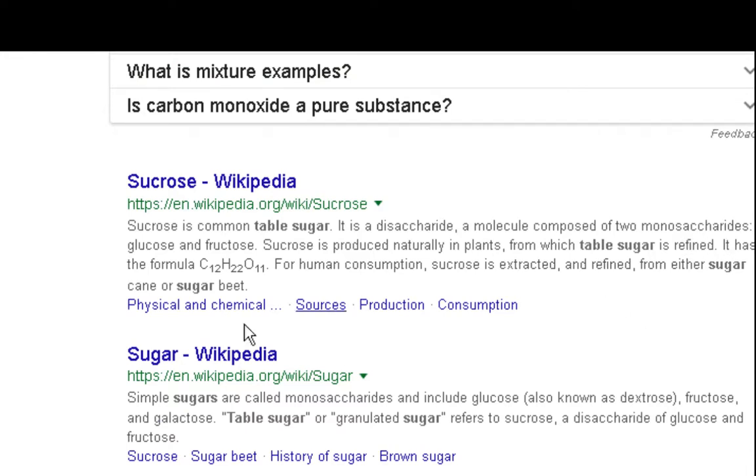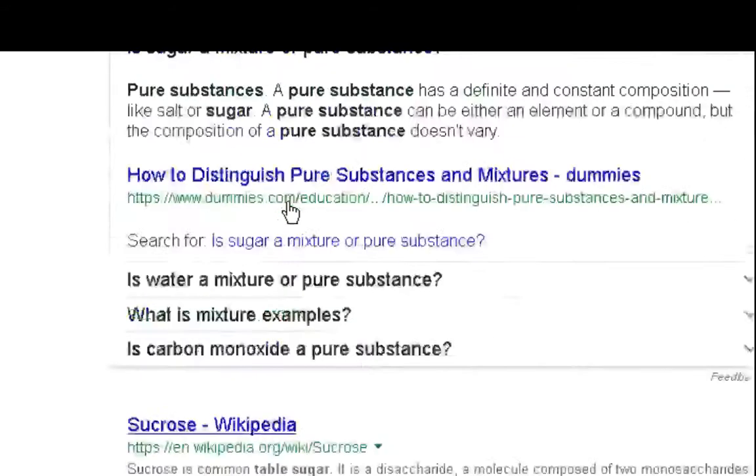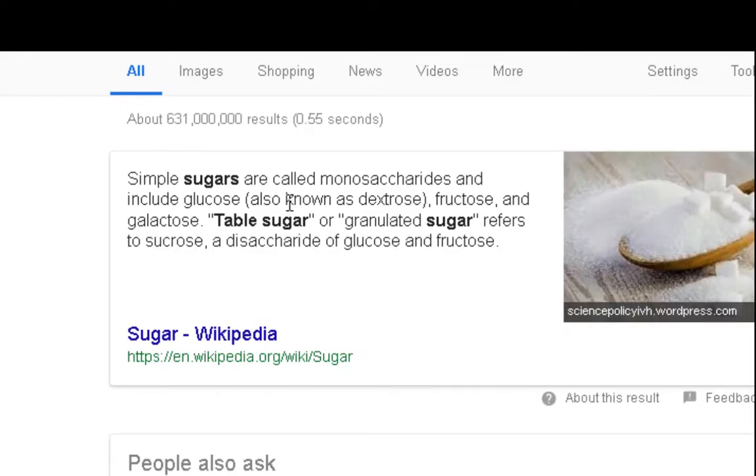Two monosaccharides, glucose and fructose. But the glucose, what did it say? Includes glucose, also known as dextrose. I don't really understand the types of sugars. But I'm going to try some different mediums and check out my environment, all that good stuff.